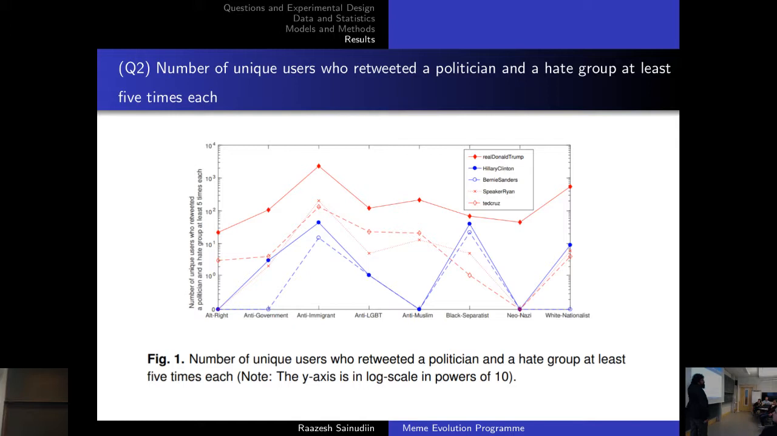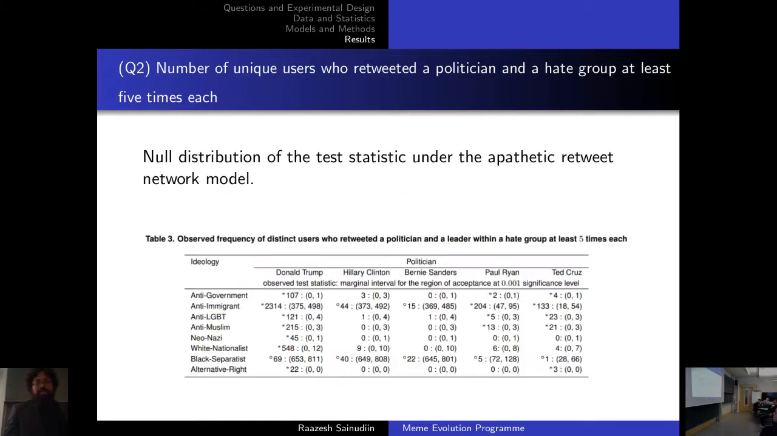So now the question is, what is the acceptance region around these numbers under the apathetic retweet network model? Is this surely caused by Trump's activity levels being very, very high? Once again, here's the actual observed statistic and the null distributions, acceptance regions. You can see that for all the ideologies except black separatists, the observed number of unique users who retweet both Donald Trump and one of the hate groups is significantly higher than you would expect under the null model.